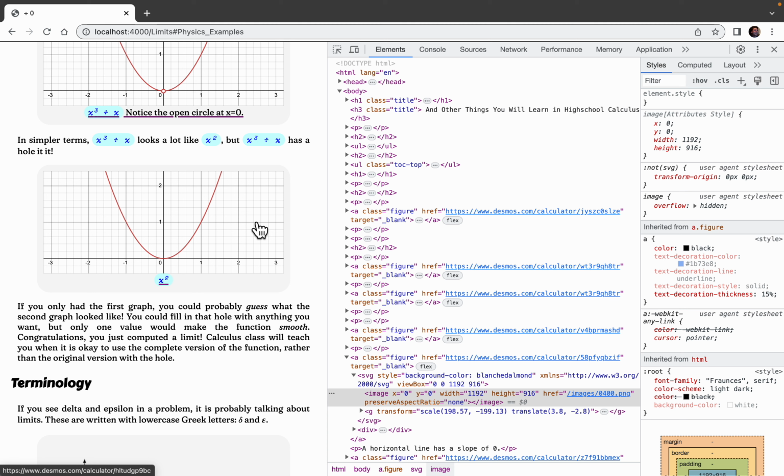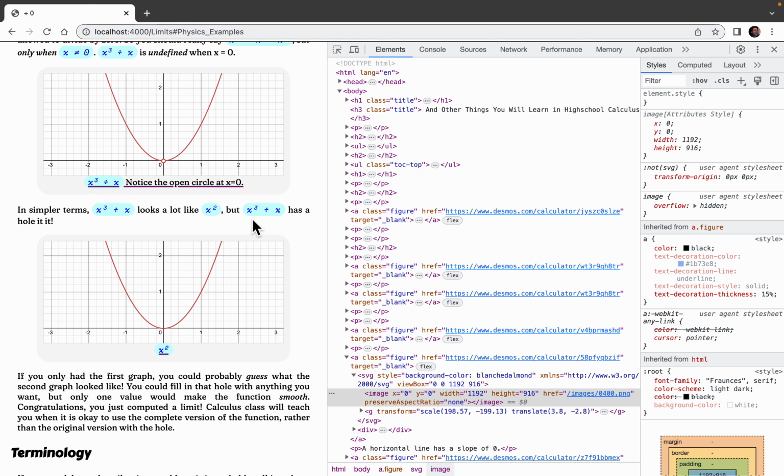In simpler terms, x to the third divided by x looks a lot like x squared, but x to the third divided by x has a hole in it. If you only had the first graph, you could probably guess what the second graph looked like. You could fill in that hole with anything you want, but only one value would make the function smooth. Congratulations, you just computed a limit. Calculus class will teach you when it's okay to use the complete version of the function rather than the original version with the hole.